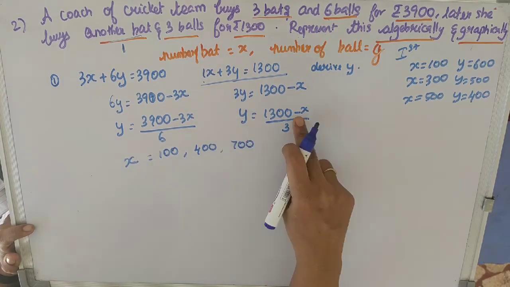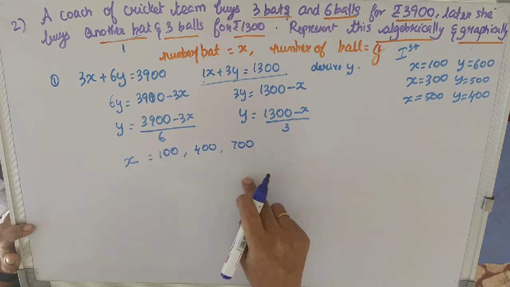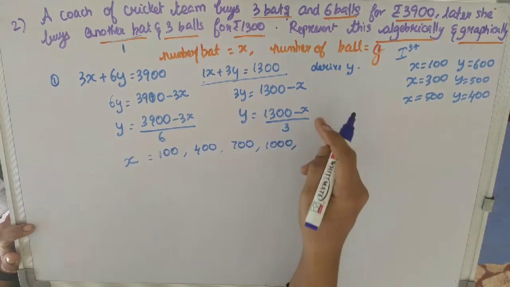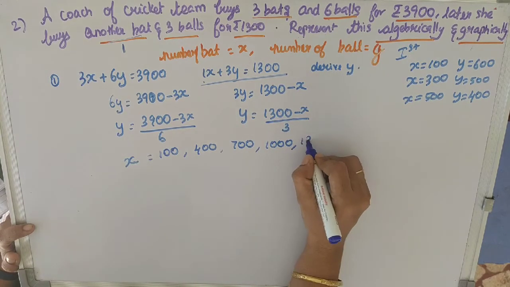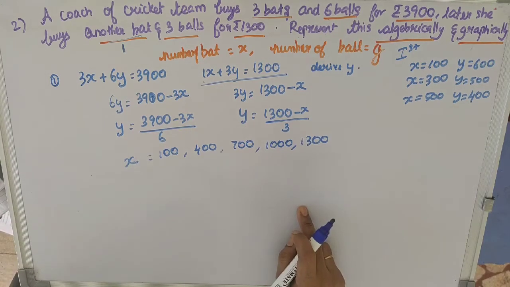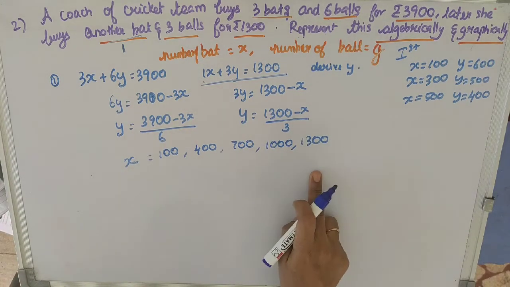We can take x is equal to 700 because the difference between 1300 and 700 will be divisible by 3. Then we can take 1300 also. Okay? Now let's find the value of y by substituting the values of x.